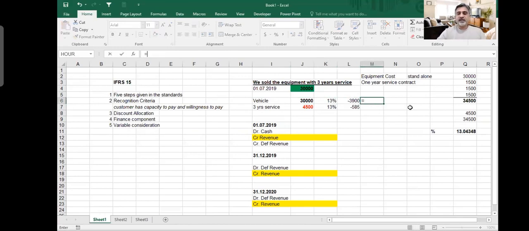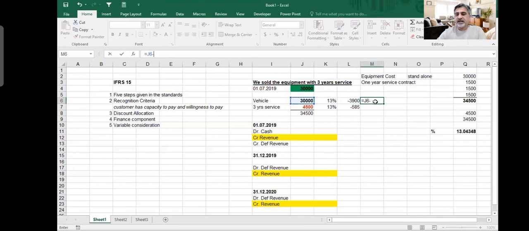So actually we are selling the vehicle, and the vehicle standard price was 30,000. And the service contract was 1,500, 1,500, 1,500, so it should make it 34,500. But we agreed on 30,000. So it means that 4,500 we are giving as discount, which is 13% on the total value. So 13% I'm going to subtract from here.